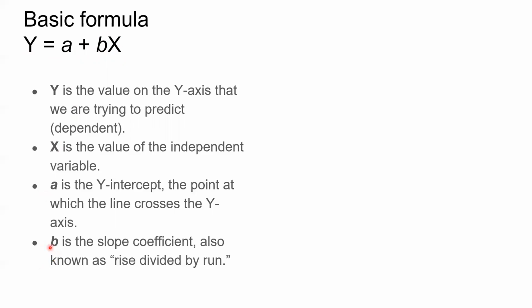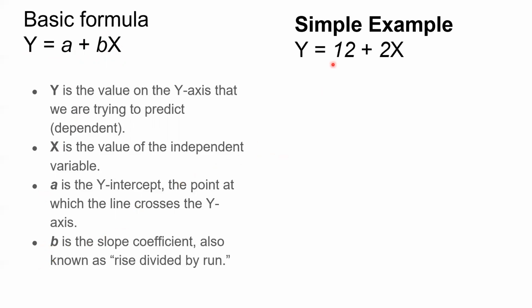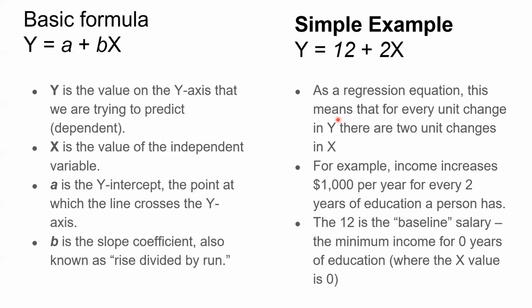B is what we call the slope coefficient, which is also known as the rise divided by the run, okay? So here let's take a simple example. Y is equal to 12 plus 2x. So what this would mean is that for every unit change in x, there are 2 unit changes in y. For example, income increases $1,000 per year for every year of education a person has.